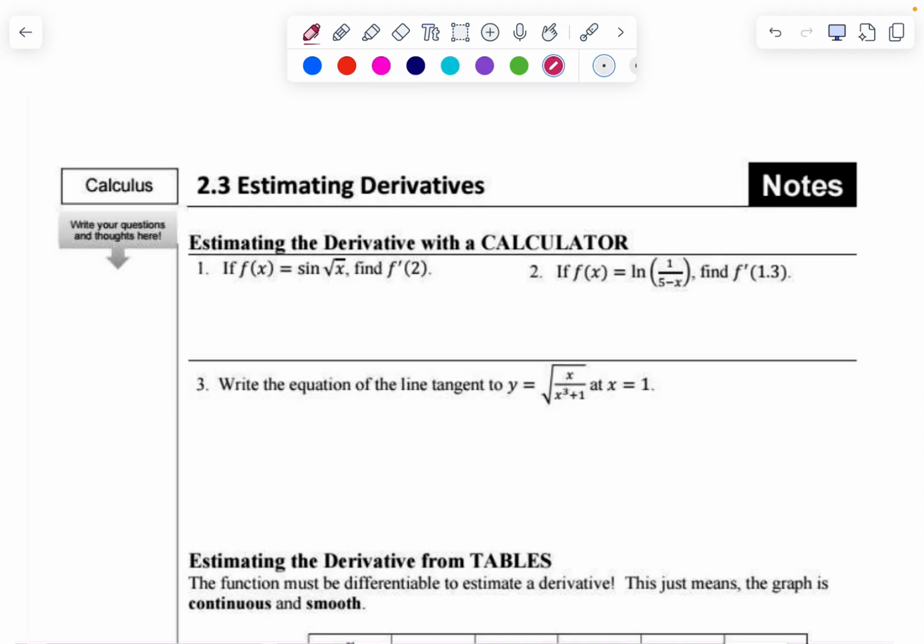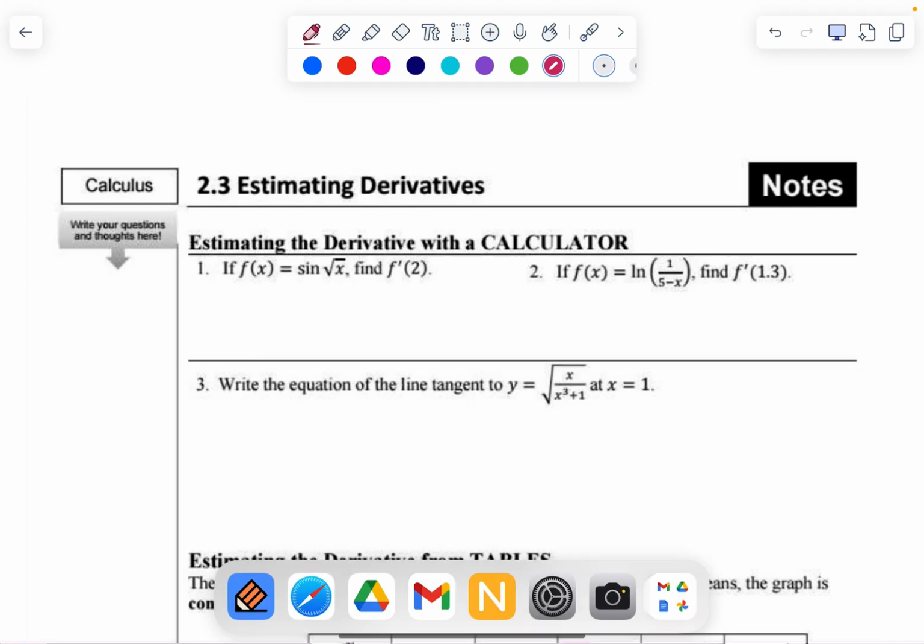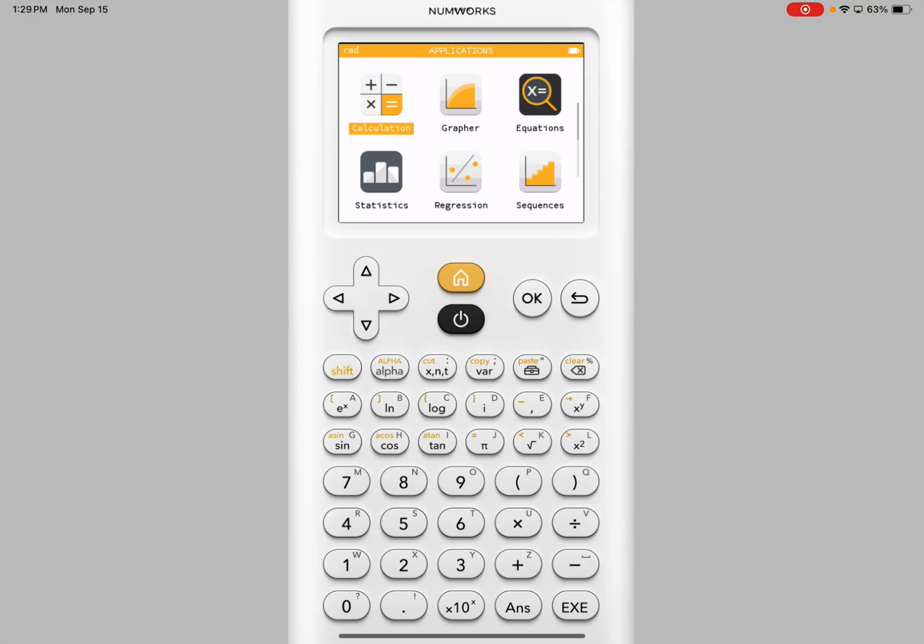So, estimating the derivative with the calculator, I just need to show you how to find the derivative tool on here. This to me doesn't really look like a toolbox, but that's what it is. The symbol on that button is a toolbox. And that's where you're going to access a lot of the functions, like on the TI, if you're used to it at all, it was the math button.